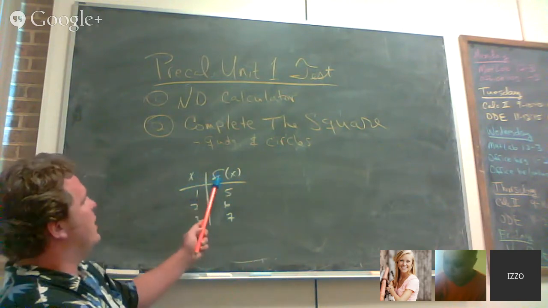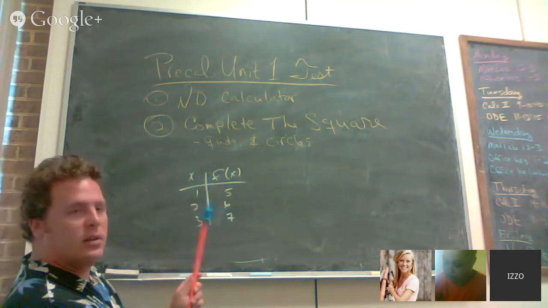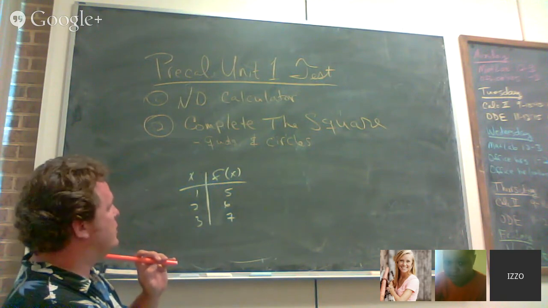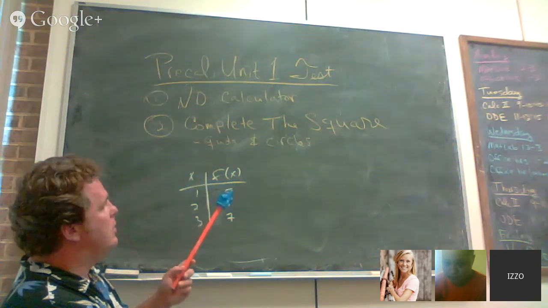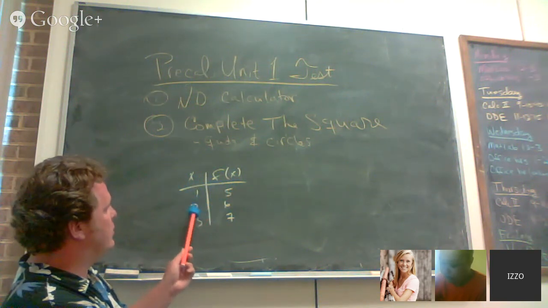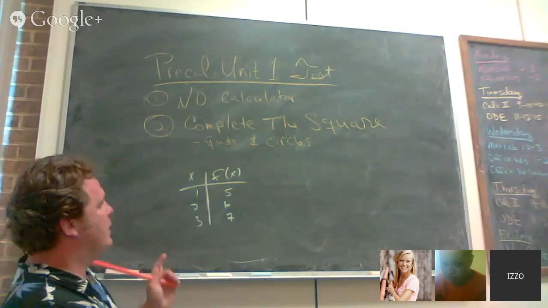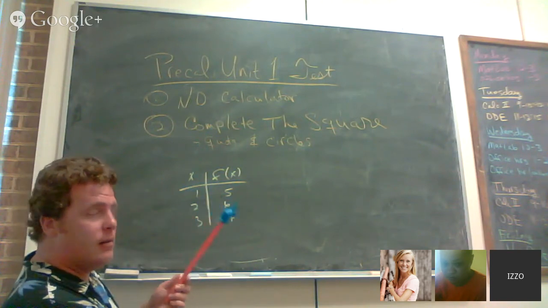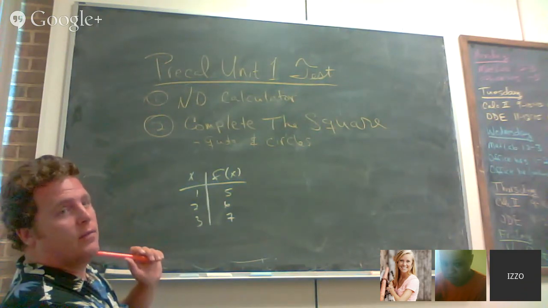So in this function, f sends 1 to 5, f sends 2 to 6, and f sends 3 to 7. Right? Okay, so what's the domain of this function? The domain are the inputs, the 1, 2, and 3. So you put in 1 and it puts out a 5. You put in a 2 and the function puts out a 6. Is that okay? And what's the range of this function? 5, 6, 7.